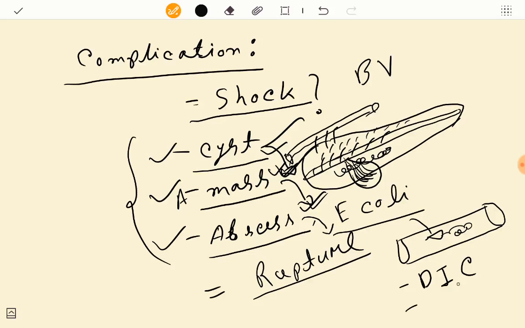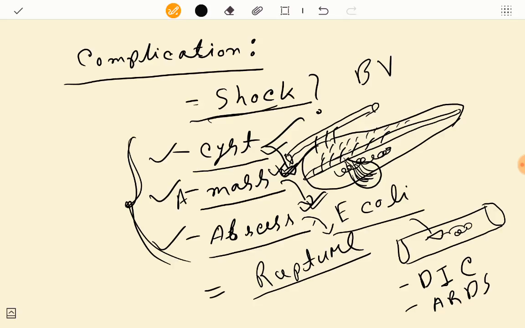And when this blood goes to the alveolar area, in the alveolar capillary, then it will cause acute respiratory distress syndrome. Yeah, too many complications. So for complications, just remember like this way: shock, then these three things together, cyst, mass, abscess, then anything may rupture, somehow it gets ruptured, and this enzyme goes to the blood vessels and causes disseminated intravascular coagulopathy and acute respiratory distress syndrome. So these are the complications. So I hope you understand the basic concept.